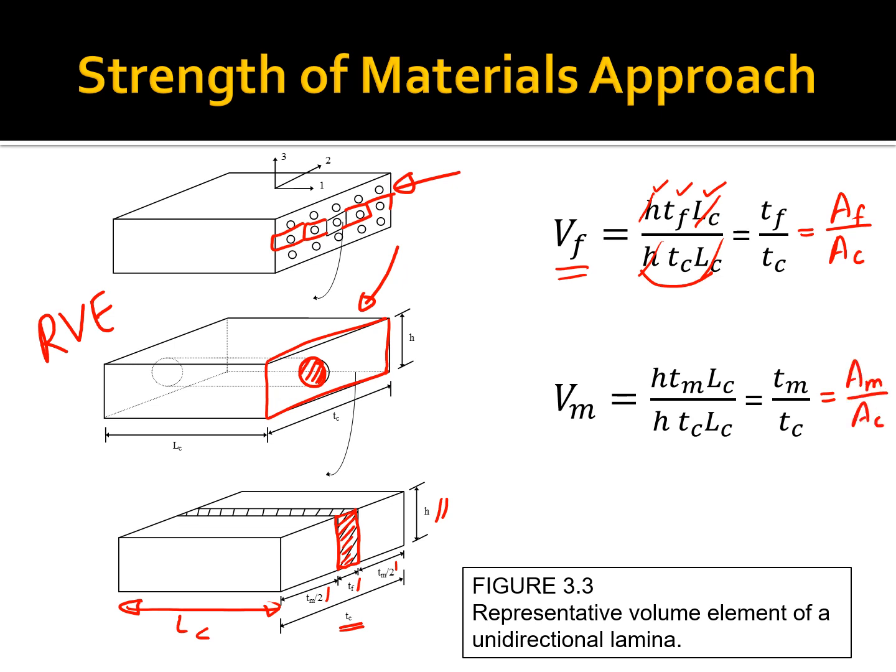So the bottom line is that the volume fraction of the fibers is the same as the relative thickness of the fibers to the composite, and the relative cross-section area of the fiber to the cross-section area of the composite itself. Remember that, because that will come in handy when we find the formula for E1.